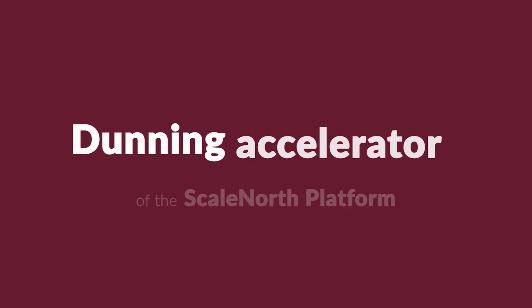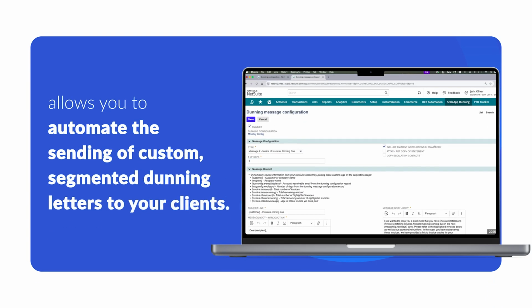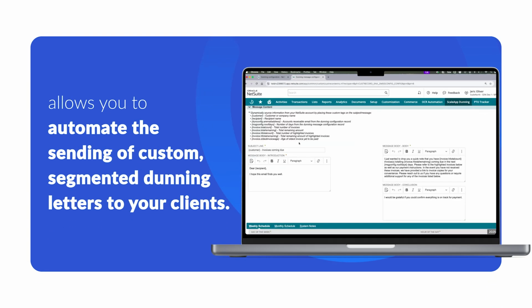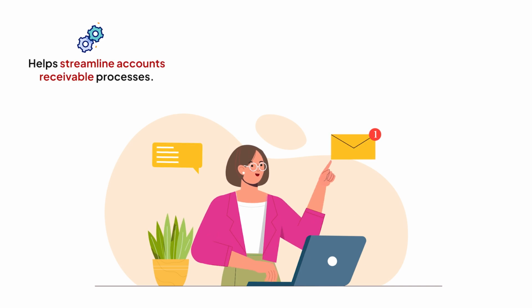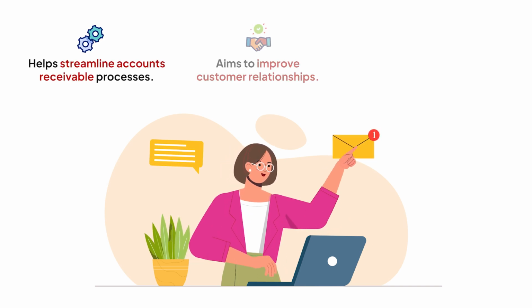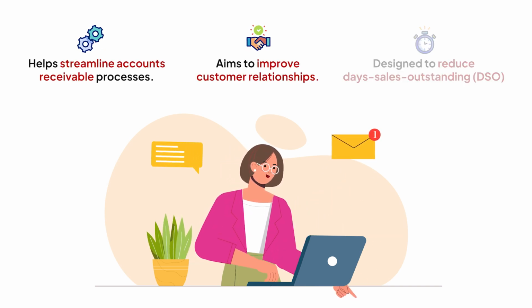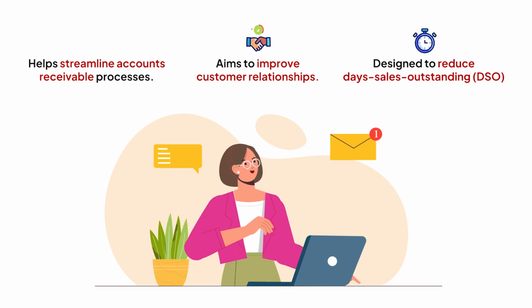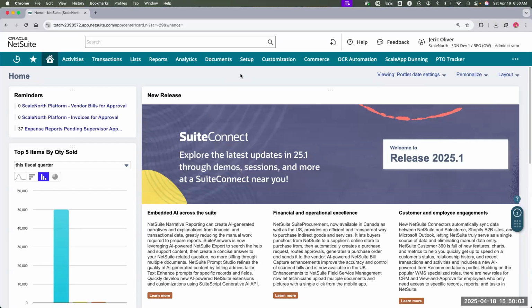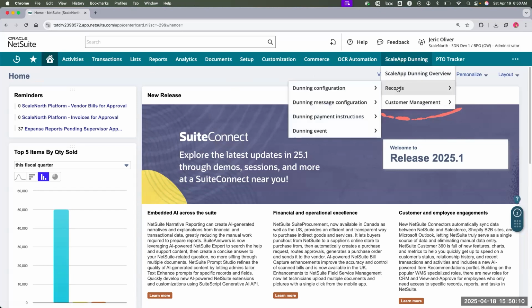The Dunning Accelerator of the ScaleNorth platform allows you to automate the sending of custom, segmented Dunning letters to your clients. It is designed to help you streamline accounts receivable activities while improving customer relationships and reducing days sales outstanding. To configure your Dunning settings, navigate to the Scale app Dunning tab, then Records, then Dunning Configuration.